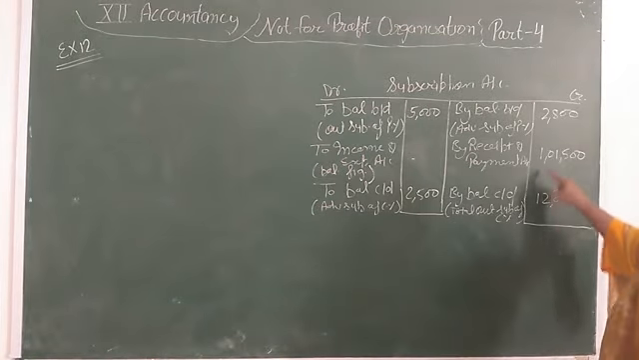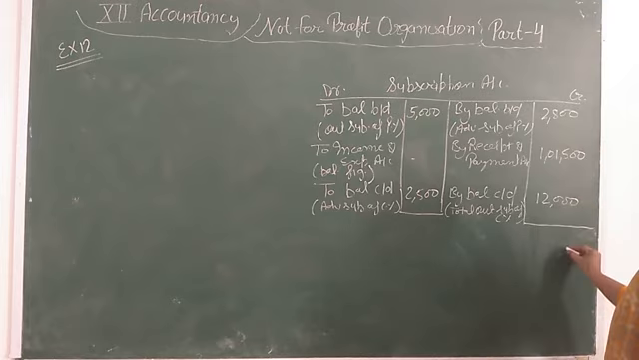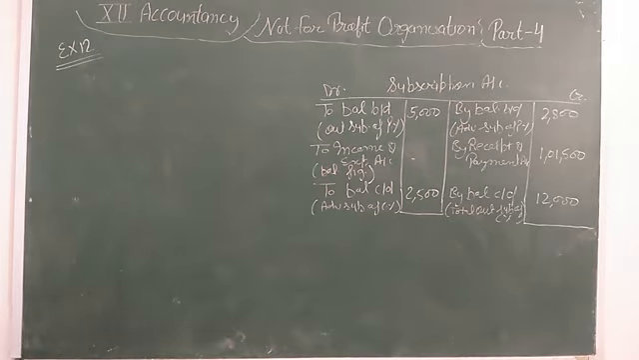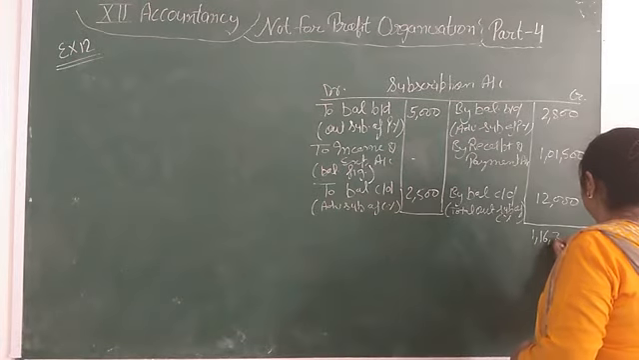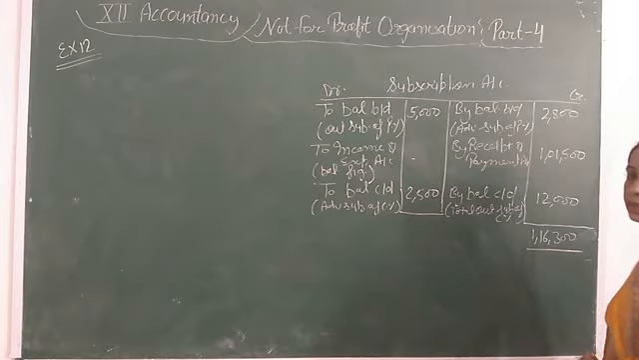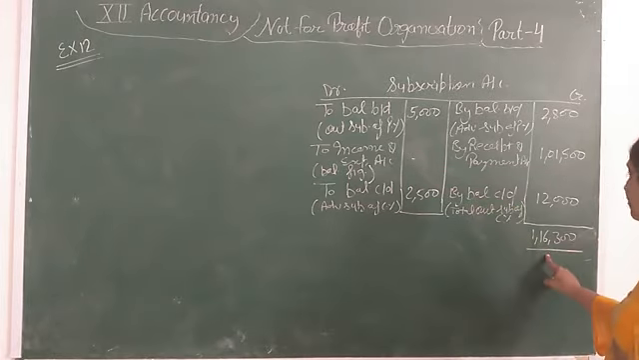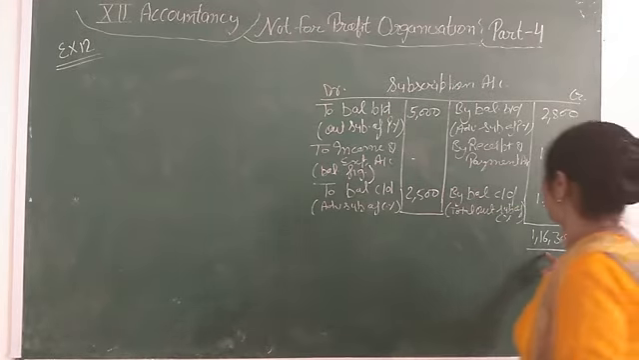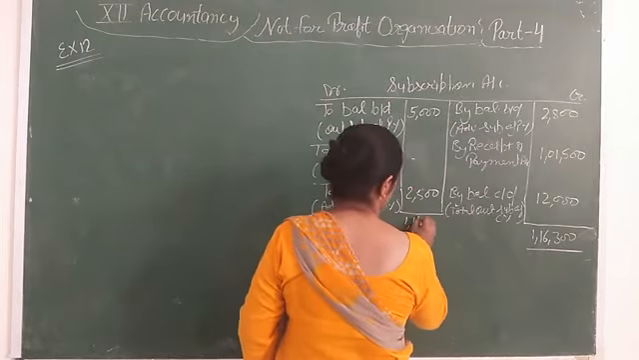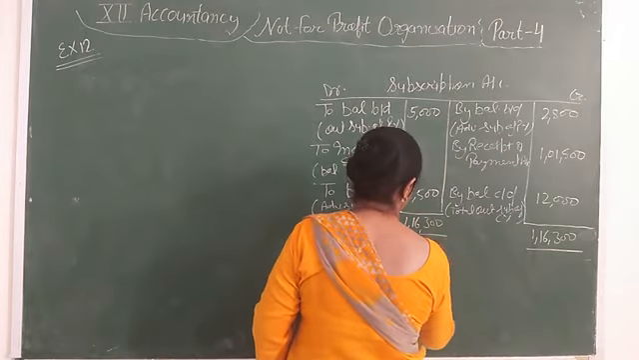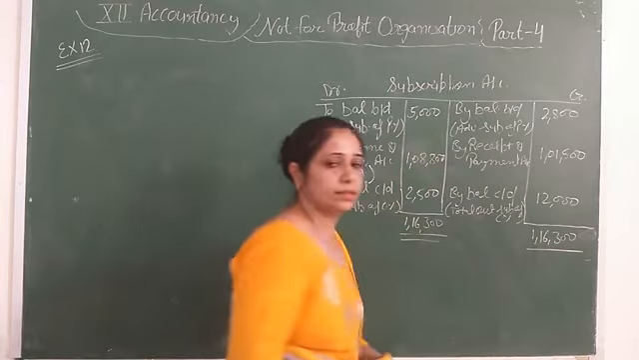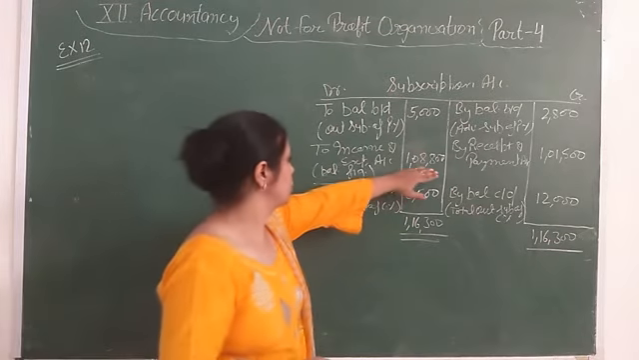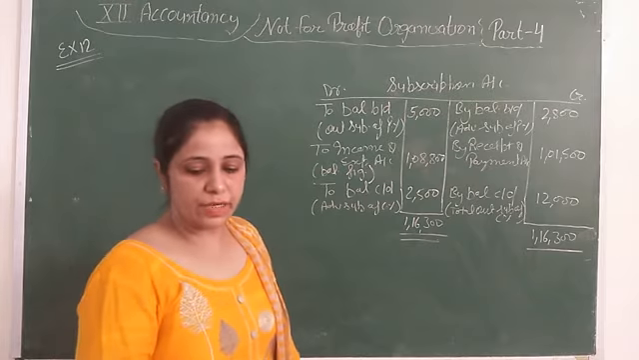The total of this will come 1,16,300, and deduct 7,500 from this. If we deduct 7,500 from this, it will come 1,08,800. Fine. So this is the amount that we will show in the income and expenditure account.